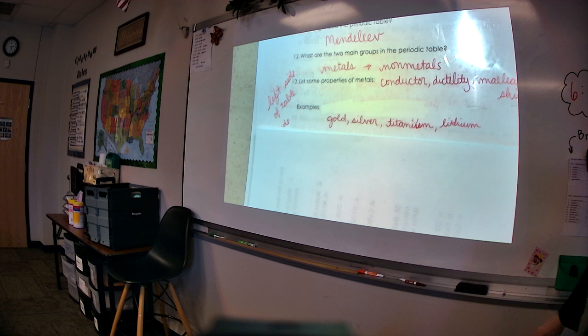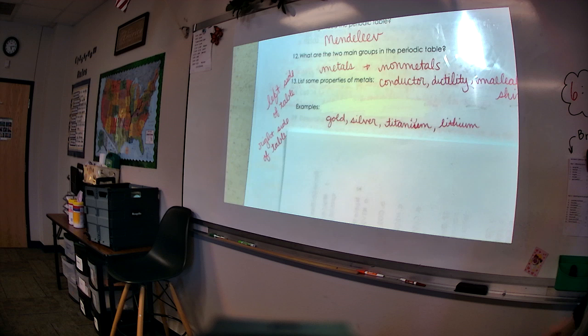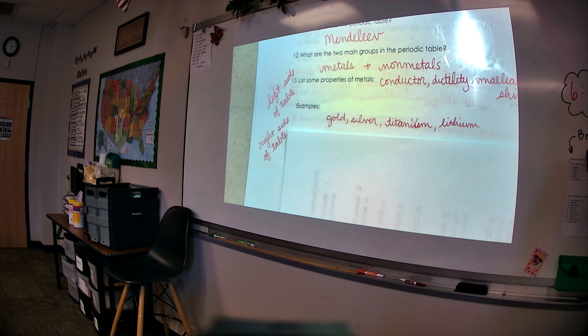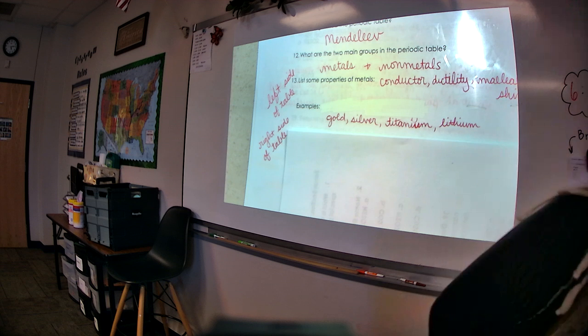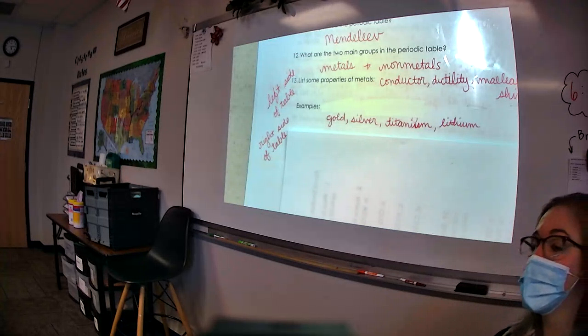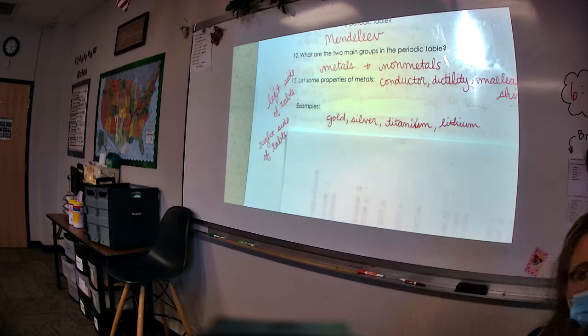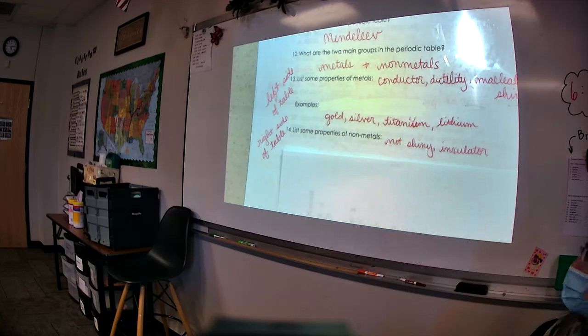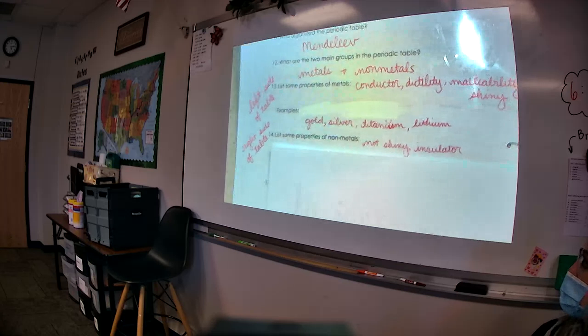List some properties of nonmetals then, okay? These are all on the right side of the table. If they're the opposite of metals, how could we describe nonmetals? Jacob? And not what? Not usually ductile or malleable, and they're also not shiny. Very good. They are poor conductors, meaning they're insulators. And they're also not shiny like metal.